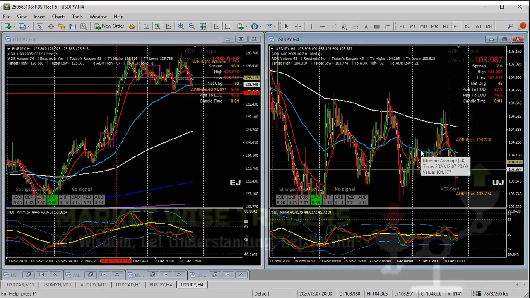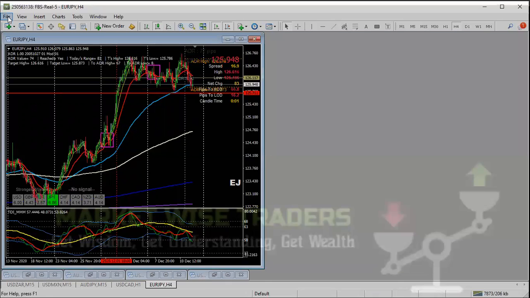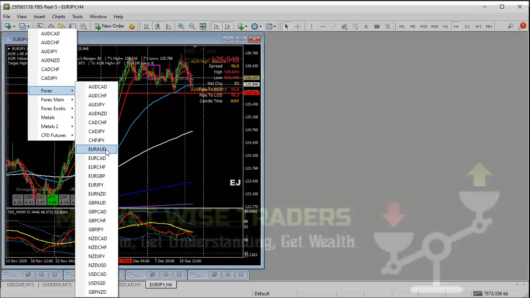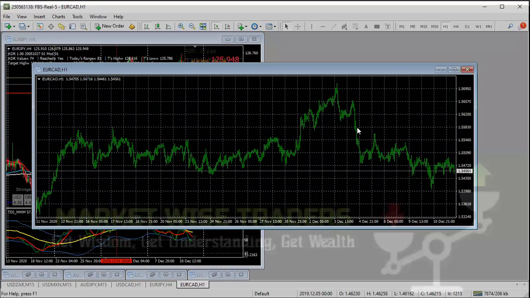Another thing you can do, guys, is check the other UJ pairs, what you see on other pairs versus the yen, to get your analysis. But so far, from what I've seen, the euro was weak on Aussie, euro was strong on pound. And let's see Euro CAD.